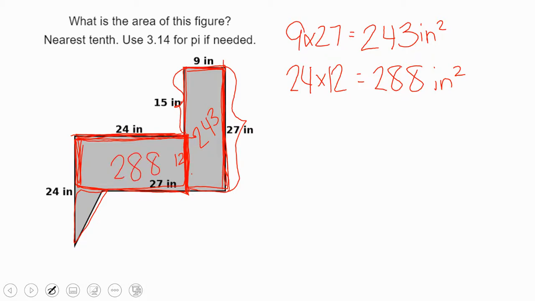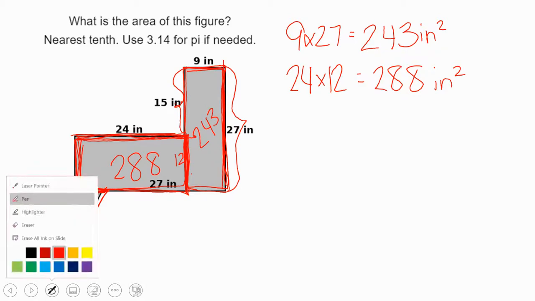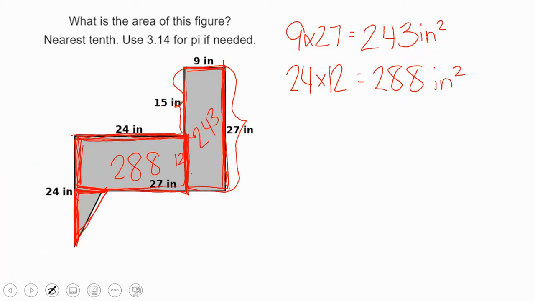Okay, and then lastly I have this triangle down here. So it's, again, area is 1/2 base times height, or base times height divided by 2. Okay, I don't know the base or the height here. I need to find this distance, and I need to find this distance. Okay, I guess I have to use different colors. So first let's find this distance here.